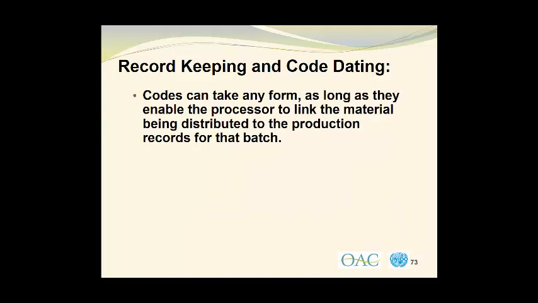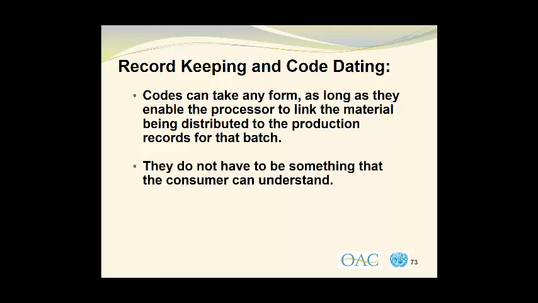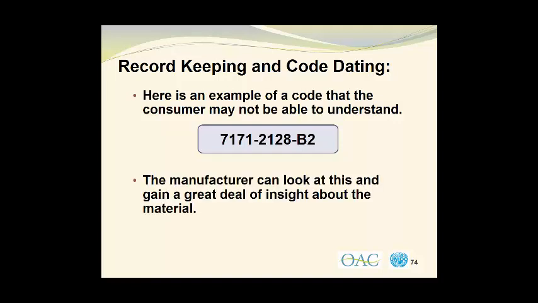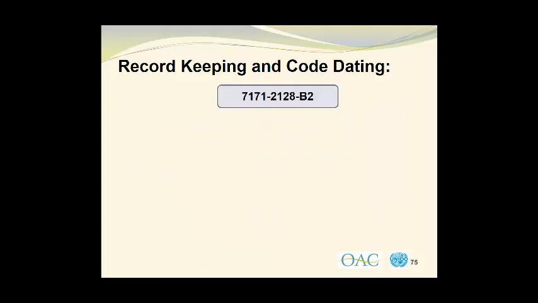Codes can take any form, as long as they enable the processor to link the material being distributed to the production records for that batch. They do not have to be something that the consumer can understand. So here is an example of a code that the consumer may not be able to understand. We have a series of numbers here, 7171-2128-B2. The manufacturer can look at this and gain a great deal of insight about the material, but the consumer might not understand it. So let's try and break this code.